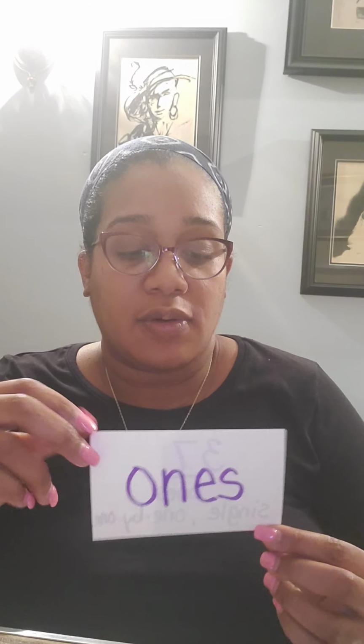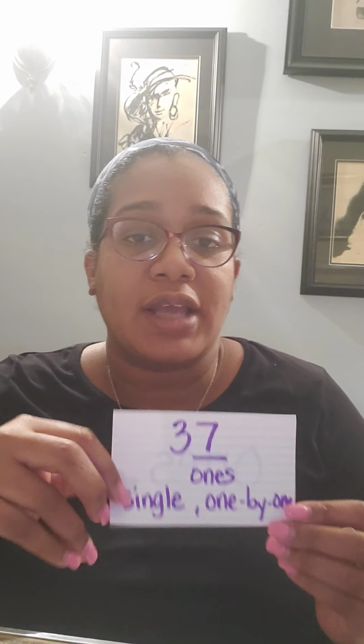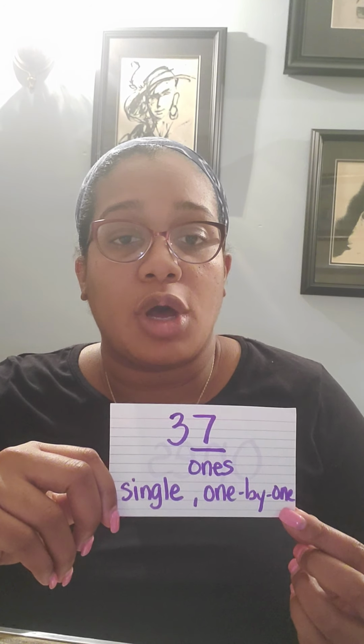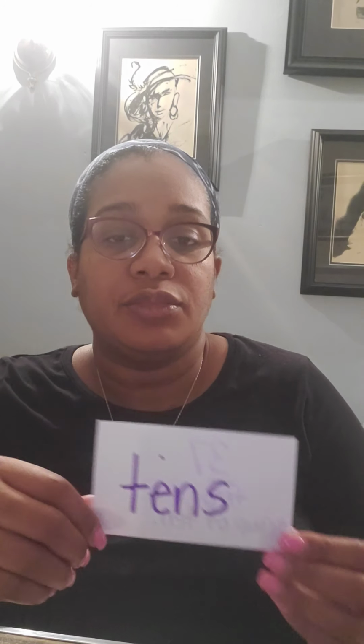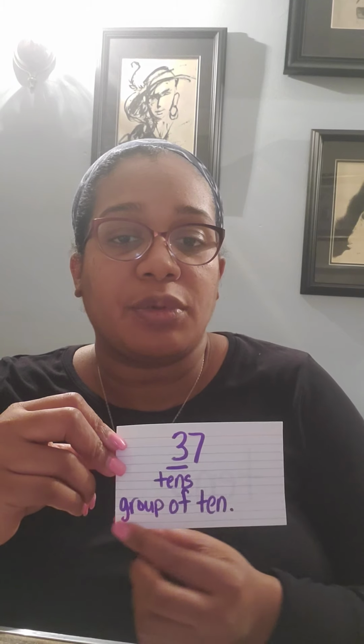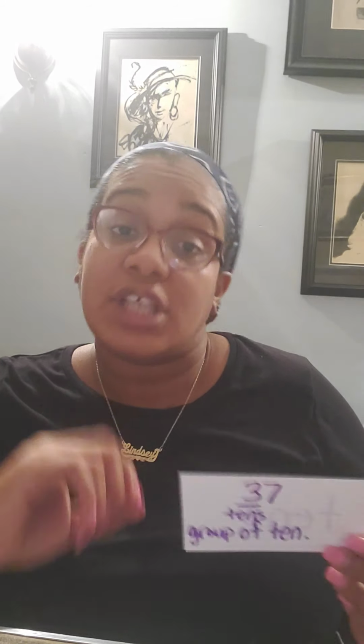Our vocabulary for this unit, the ones that definitely need to stick in your brain, we have ones. And remember, ones are towards the right, the last number in the number. Ones are single and they're counted one by one. The next vocabulary word we have is tens. Tens is to the left, the second number from the right, and it's a group of 10 ones.